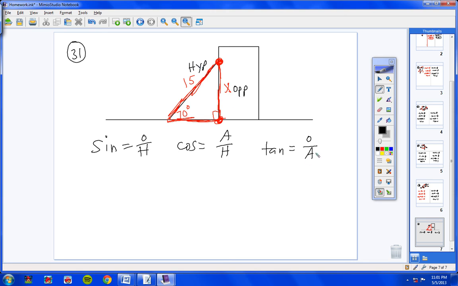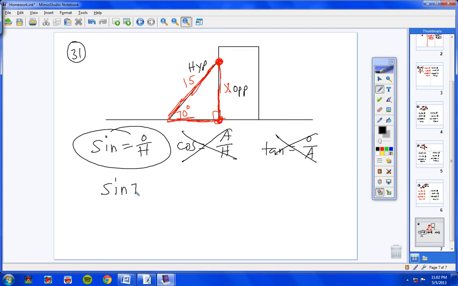Well, is this hypotenuse and opposite? No. Is this hypotenuse and opposite? No. Is this hypotenuse and opposite? Yes. So we're just going to simply say the sine of 70 equals opposite, which is x, over hypotenuse, which is 15. There you go.